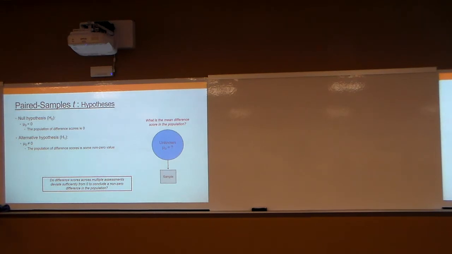So once again, we don't have access to the population difference score, but what we can do is pull a sample, measure individuals in that sample on multiple occasions, and then draw some conclusions from there. So usually when we're talking about a paired sample test, we're talking about measuring the same set of people on multiple occasions. When else can we use a paired sample test that's a little bit different? Do we remember?